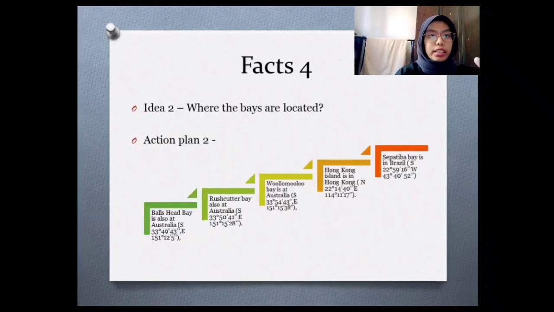The next idea is where the bays are located. Head Bay, Rushcutter Bay, and Woolloomooloo Bay are all located in Sydney, Australia. Here are the coordinates for each location. And Hong Kong Island is located in Hong Kong, and Sepetiba Bay is located in Brazil.